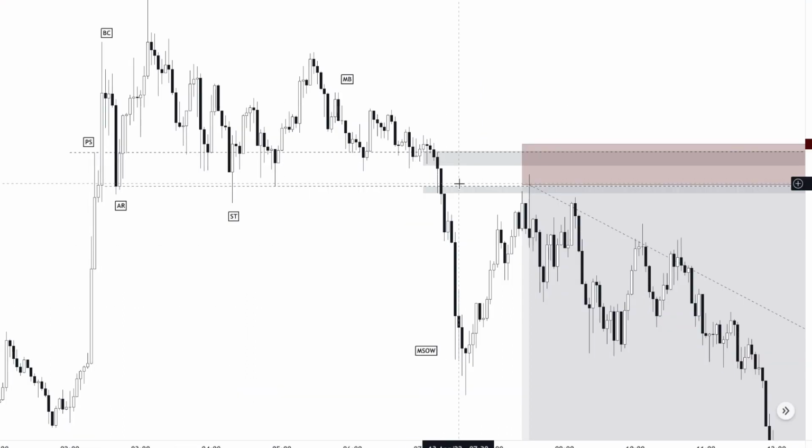So even though this trade is counter trend, I knew that this had to get filled, right? And fill doesn't mean we always trade, right?